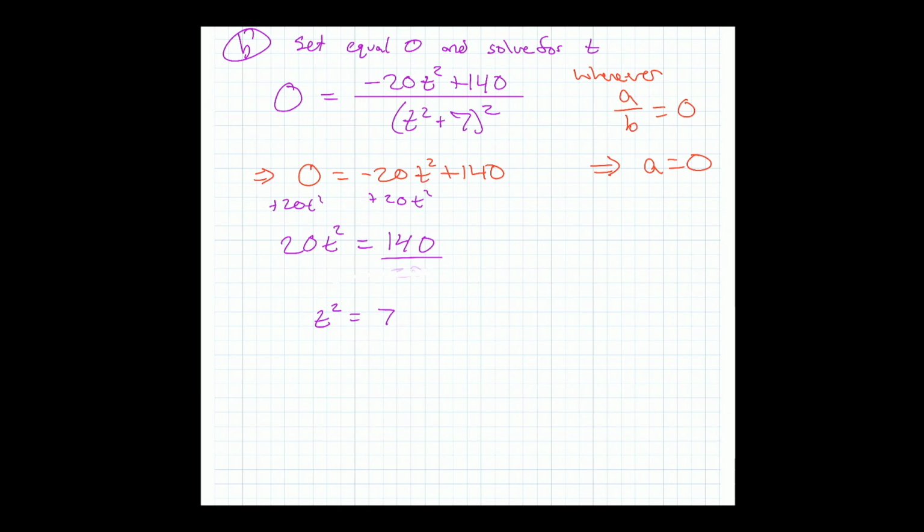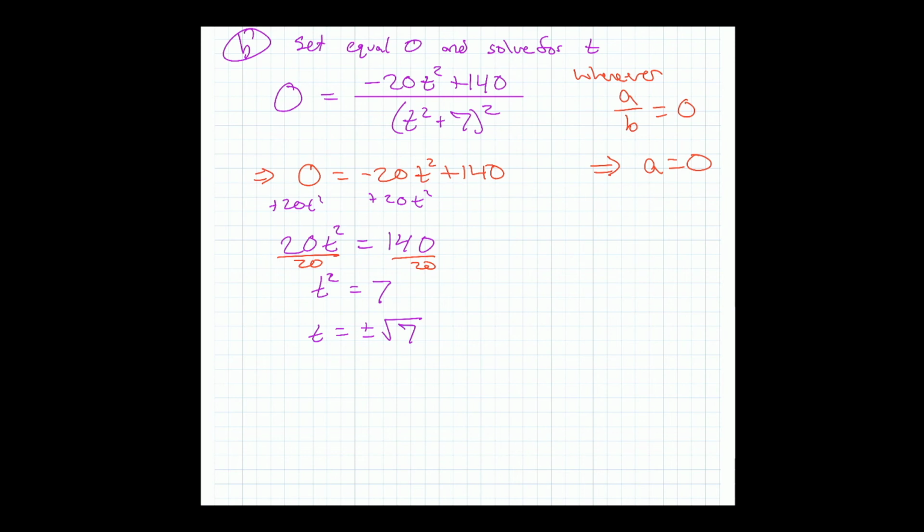I think it's better not to have that. It's easier to see what's going on. Right, so divide both sides by 20. I should do that with a different color is what I should do. Okay, so you end up with t squared equals 7. So you are going to square root both sides and you get t equals plus or minus square root 7.